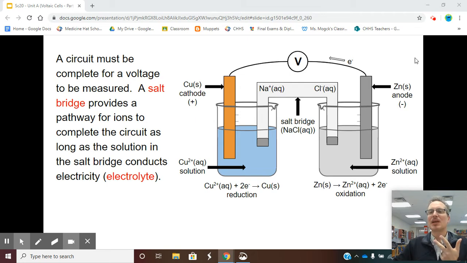Goofy rule number three. If electricity is very, very smart, it always flows alphabetically from anode all the way over to cathode, A to C.